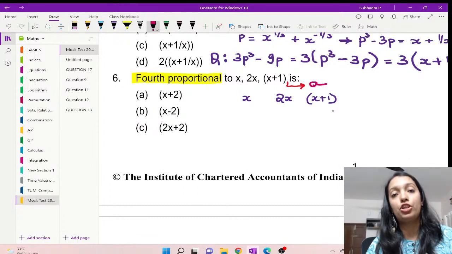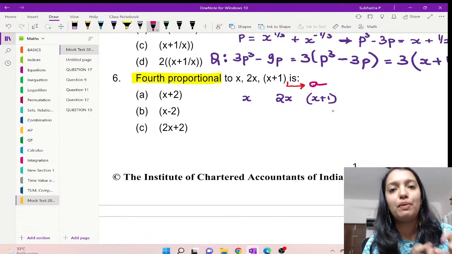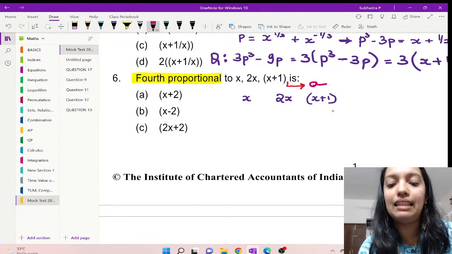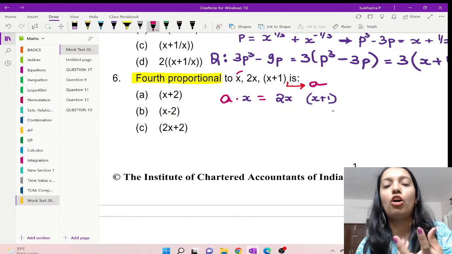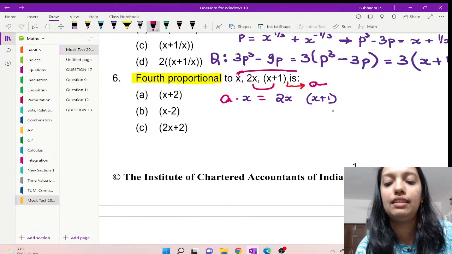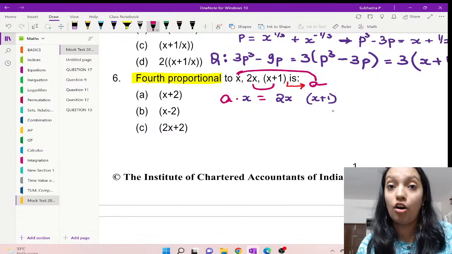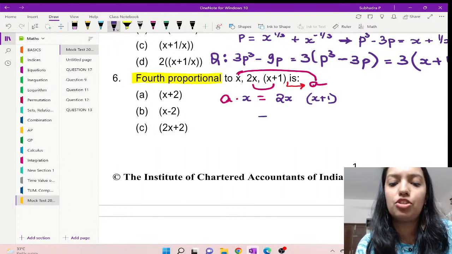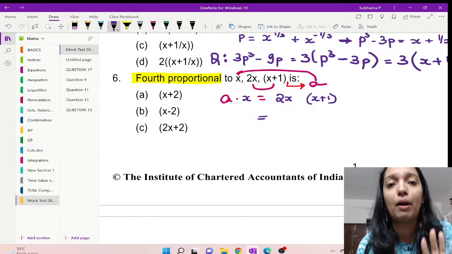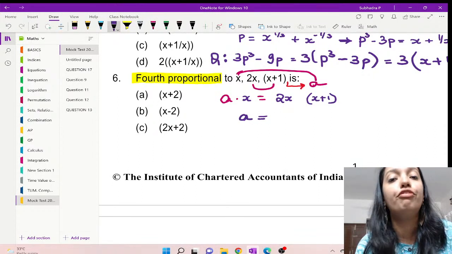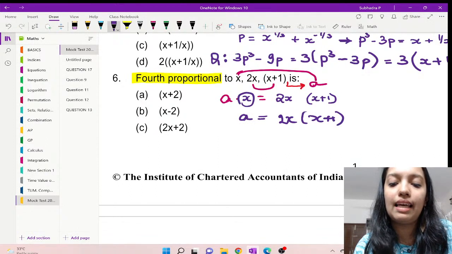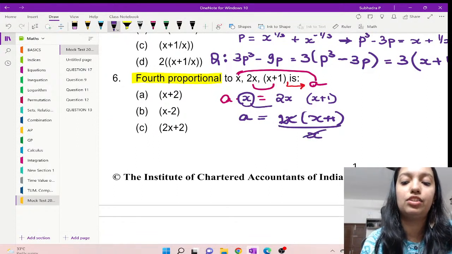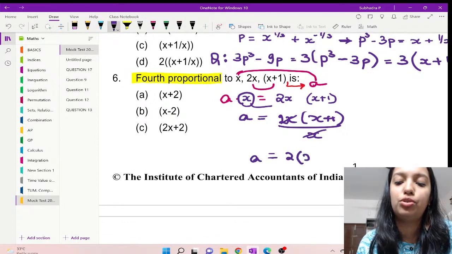Since this is a proportion, we will apply the cross product rule. Product of means is equal to product of extremes. In that case, x and a become extremes. So, a into x is equal to the product of means. These two are means and these two are extremes. So, 2x of x plus 1. Let me do the multiplication. What have they asked? Just the fourth proportional. That means they have just asked the value of a. That will be 2x of x plus 1. This x, when it goes to the right hand side, you have to take it in the denominator. Cancel x and x. Your final answer will be a is equal to 2 of x plus 1.